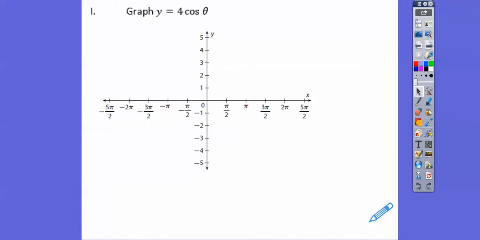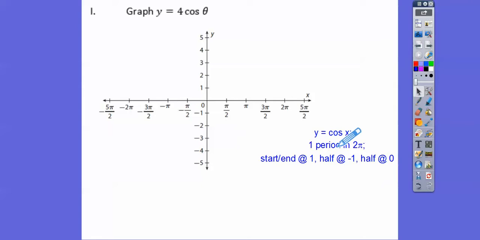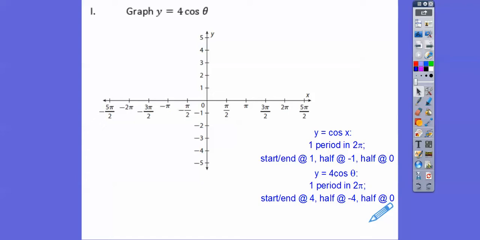I told you guys how to graph cosine. There's one full period in 2 pi. Cosine starts and ends at 1, halfway at negative 1, halfway at 0. But since we've got this 4, our amplitude is 4, so we're going to change this to 4 and this to negative 4, and everything multiplies by 4. This is still 0. So this one starts and ends at 4, halfway at negative 4, halfway at 0.